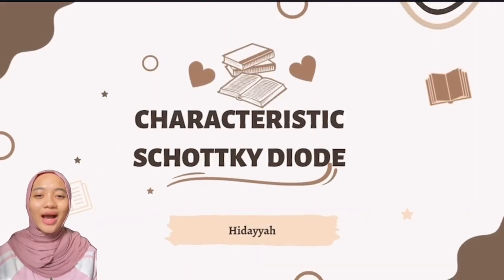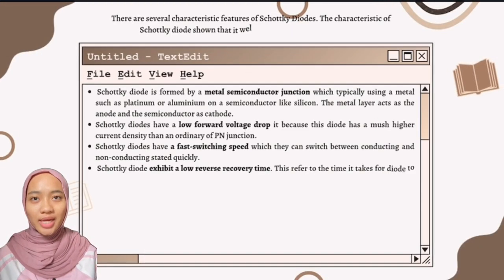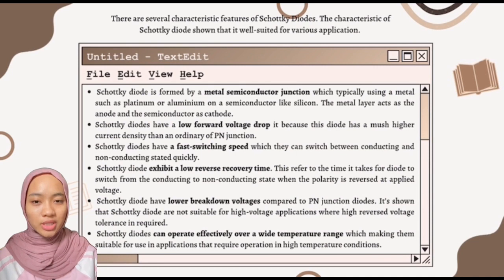Schottky diodes are unipolar devices as opposed to ordinary PN junction diodes, which are bipolar. Now I will explain the characteristics of Schottky diodes. First, Schottky diodes are formed by a metal-semiconductor junction, typically using a metal such as platinum or aluminium on a semiconductor like silicon.